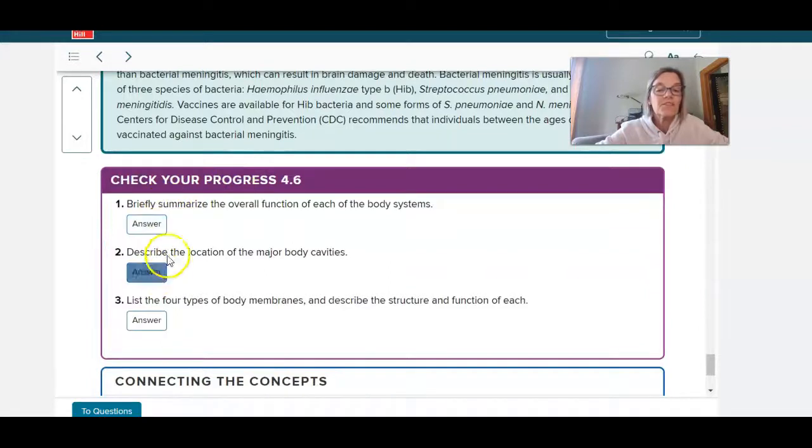The first two questions should be good practice for you. Good luck.